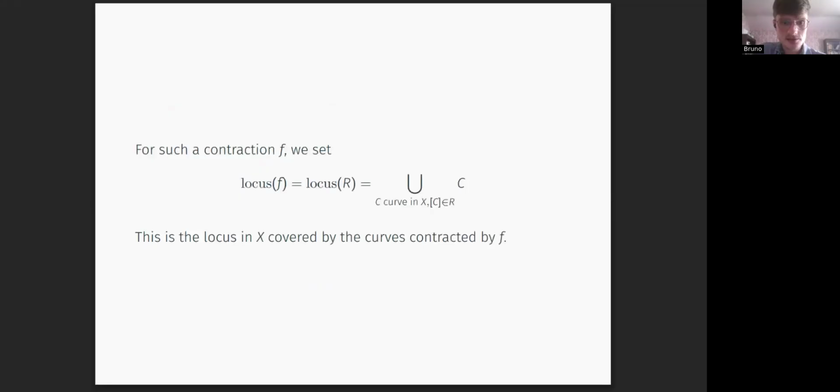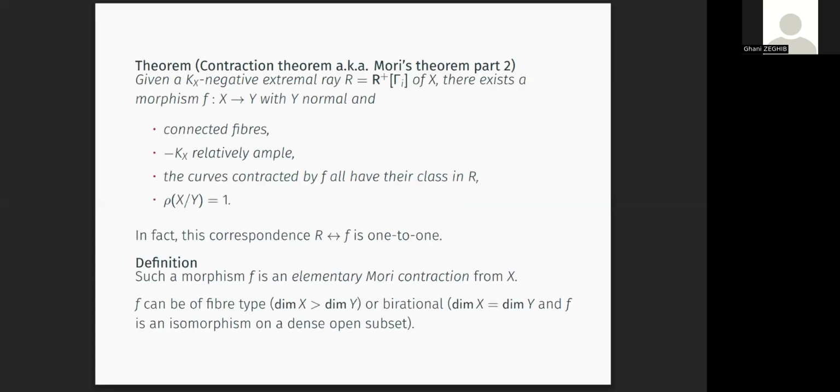Okay, so for such a contraction F. Sorry, Bruno, I have a question. What do you mean by Kx is relatively ample? Well, Kx and minus Kx, they are line bundles, right? When I write minus, I mean the dual of the associated line bundle. So Kx is, in a way, the line bundle which is the determinant of the cotangent, and minus Kx is the dual of this line bundle, and relatively ample means that it is ample on any fiber. So if I take this line bundle and I restrict it to any fiber, it's ample.